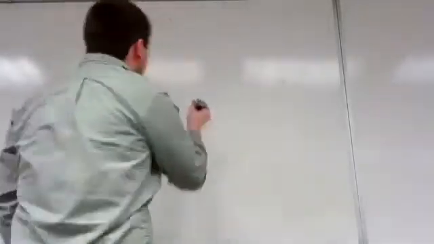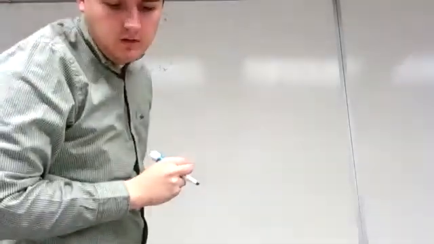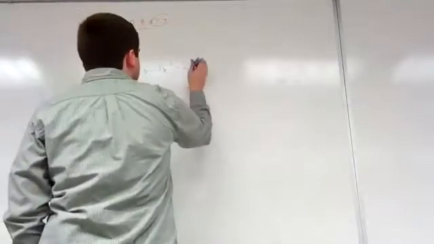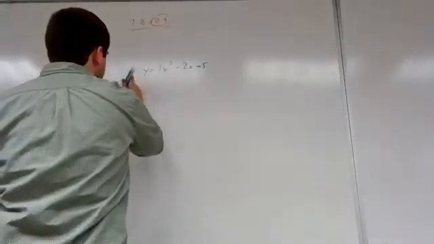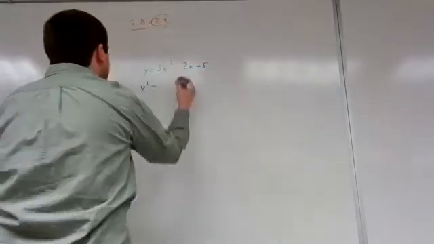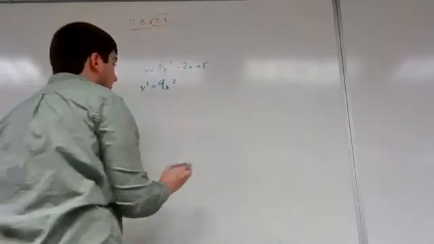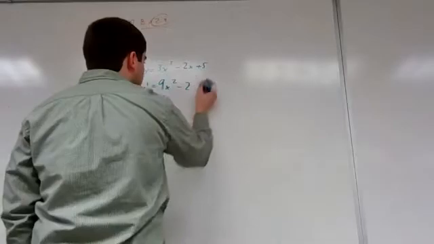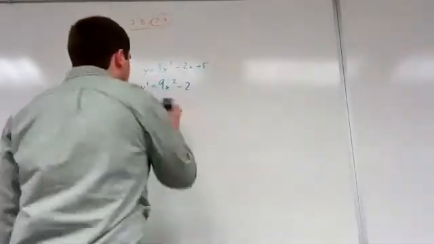Okay. So if we have the function y equals 3x cubed minus 2x plus 5, what happens then? If I take the derivative once, y prime is going to be, I pull the 3 down, so 3 times 3 is 9x to the second power, minus 2 times 1, plus 0. The derivative of 5 is 0.